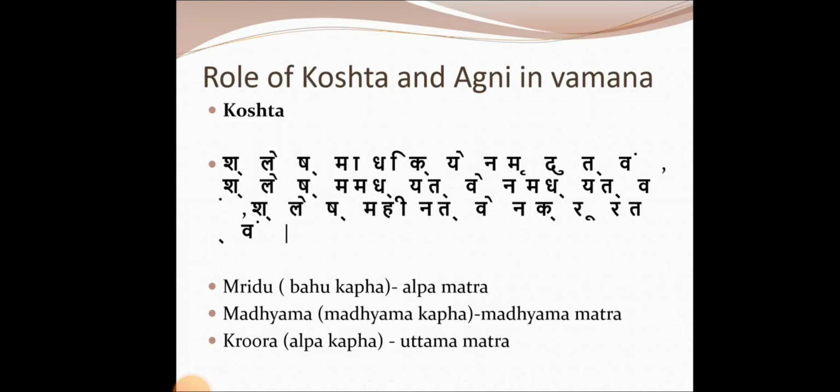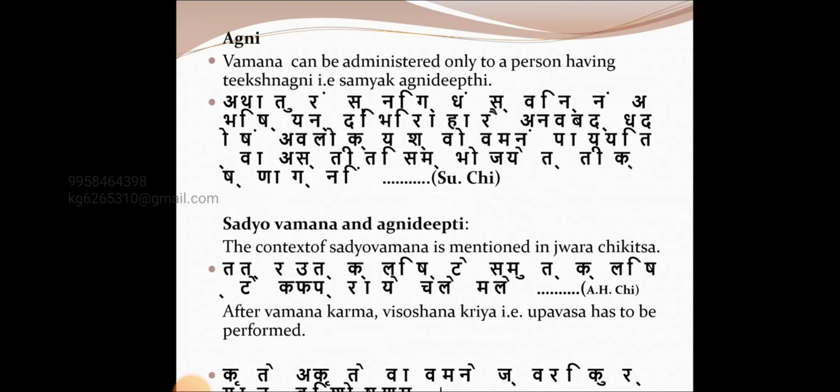Next is Agni, the role of Agni in Vamana. Vamana can be administered only to a person having Tikshna Agni. In Sushruta Chikitsa, it is mentioned: Atha Aduram Snigtham Swinnam Abhishyandibhiraharir Anavabattha Dosham Avalokya Shvo Vamanam Payayitva Asti Iti Sambhojayet Tikshnaagnim. It can be administered only to a person having Tikshnaagni, which means there should be Samyak Agni Deepti.